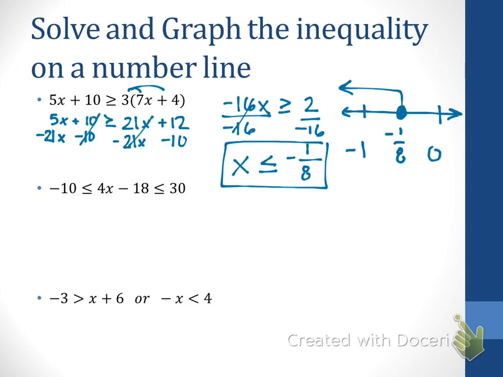Okay, so the next problem here, where is the x in this equation? In the middle. Where does the x have to stay? In the middle, okay? So I'm trying to get everything out of the middle and get x by itself there. So what should I do first? Add 18. And whatever I do to the middle, okay, I've got to do to the beginning and to the end. So negative 10 plus 18 is 8, less than or equal to 4x, less than or equal to 48.